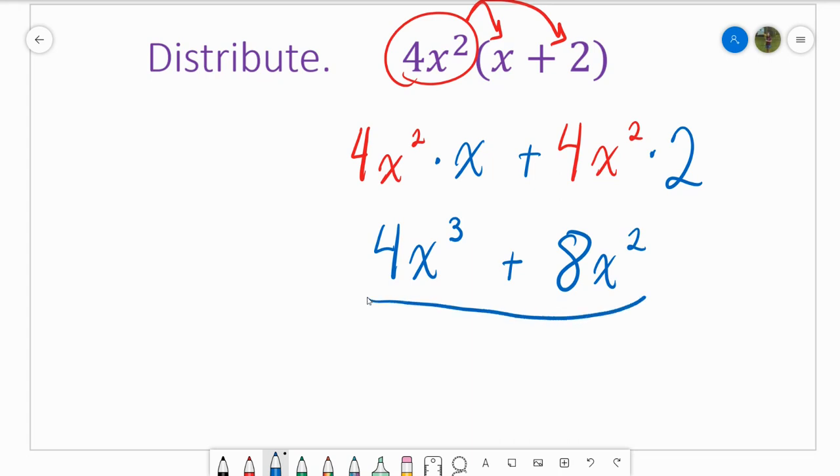Okay, are these like terms? No, because they have different exponents, so I cannot add them together. So I have to stop there. So same idea as before, but now the thing that I'm distributing is just a little bit bigger. It's not just a plain number. There's also a variable and an exponent I have to worry about.